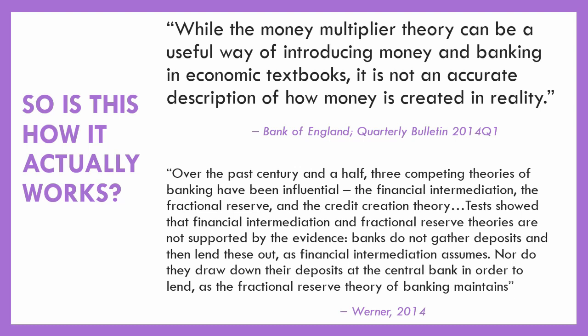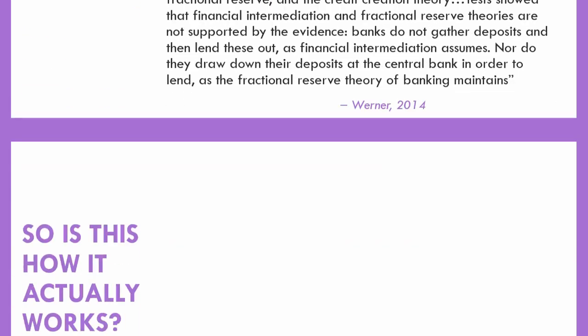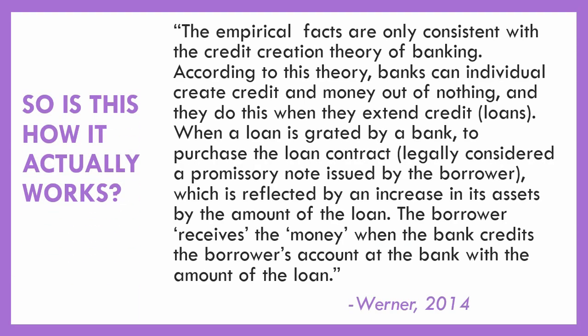Well, if that's the case, then what's going on? Well, what we end up seeing is that the facts are consistent with that credit creation theory. What that means is that banks can individually create credit out of nothing, and they do this when they extend credit or extend a loan. The loan is granted by the bank. It's reflected in an increase in the assets by the amount of the loan. The borrower receives the money when the bank credits the borrower's account with the bank by the amount of the loan. Here's what that's saying.